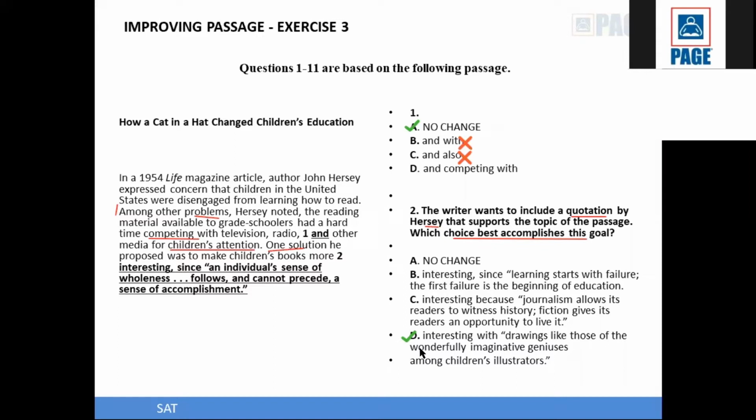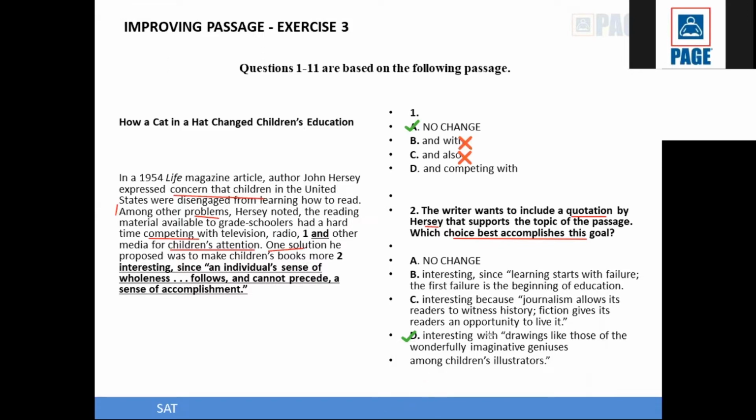If you find D, but the second part of the passage mentions how fiction allows readers to live history. Okay, fine. For any kind of passage, we need to look at the first sentence. What do they talk about? Concern. He is worried about children in the United States, and they have got a problem: children who go to school and don't read much. So he was finding one solution. What is that solution? Children's books must be more interesting. How can you make children's books interesting? Whether it is history or not doesn't matter.